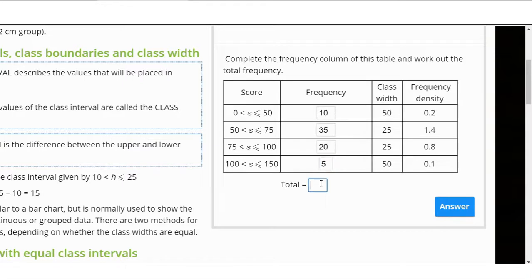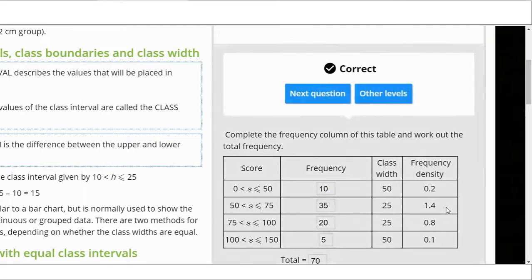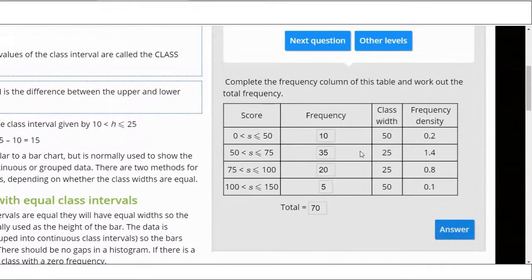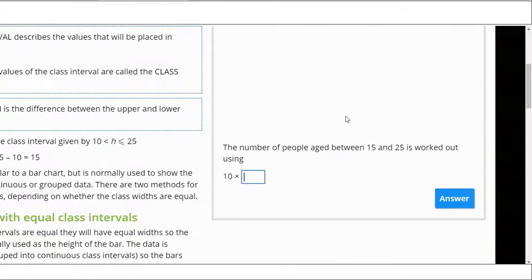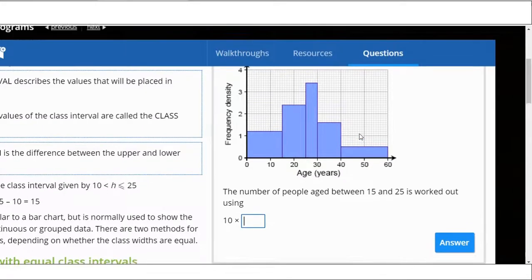So the total, 25, 35 is 60, so it's 70. So the total frequency of this is 70. Check the answer. Okay. Next question.